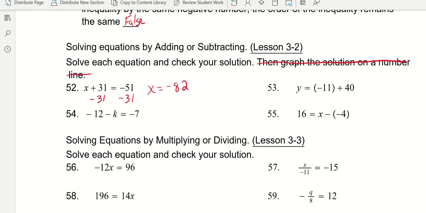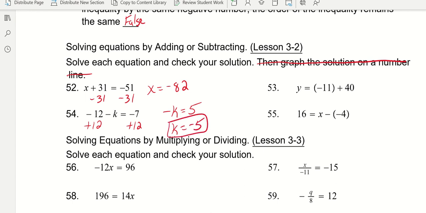54. Negative 12 minus k is equal to negative 7. With this one, what's the inverse of negative 12? We have to add 12 to both sides, plus 12 and plus 12. Now on the left side, the sign in front of the k belongs to the k. You have to leave it there. So negative k is equal to, what is negative 7 plus 12? That's 5. So if negative k is equal to 5, k has to equal negative 5.